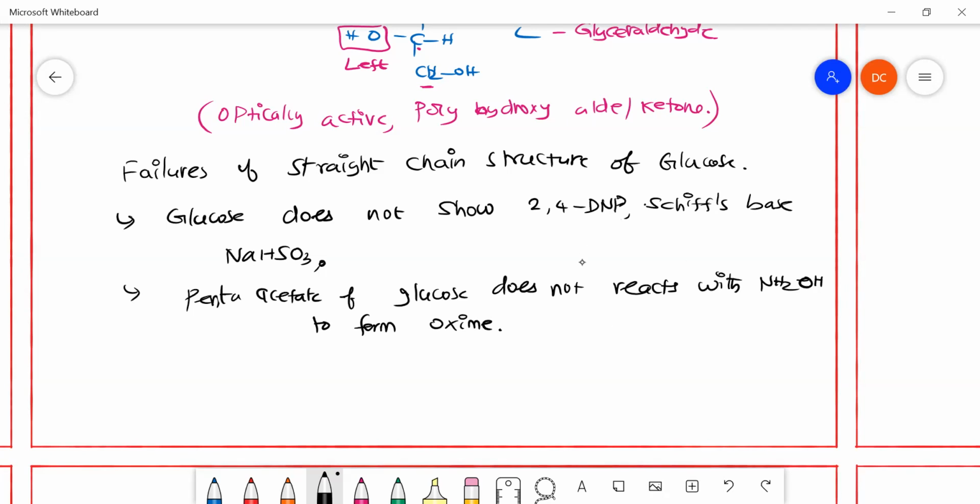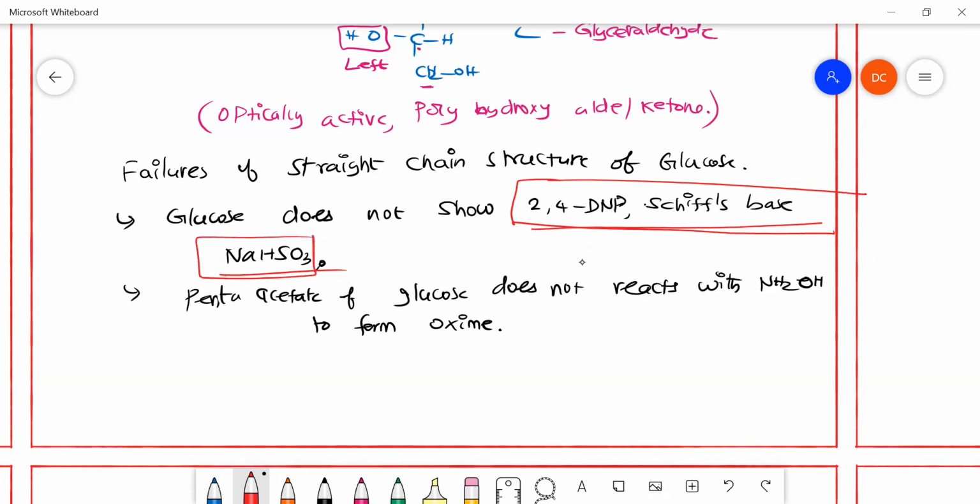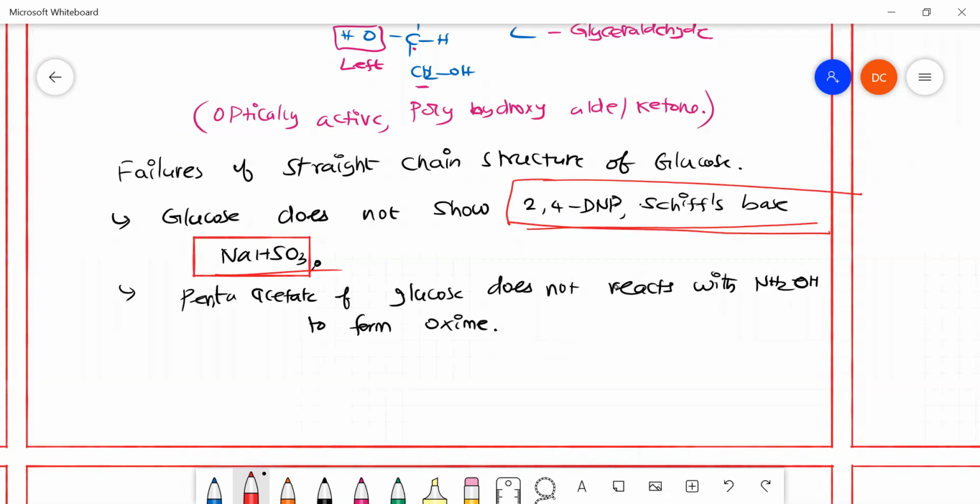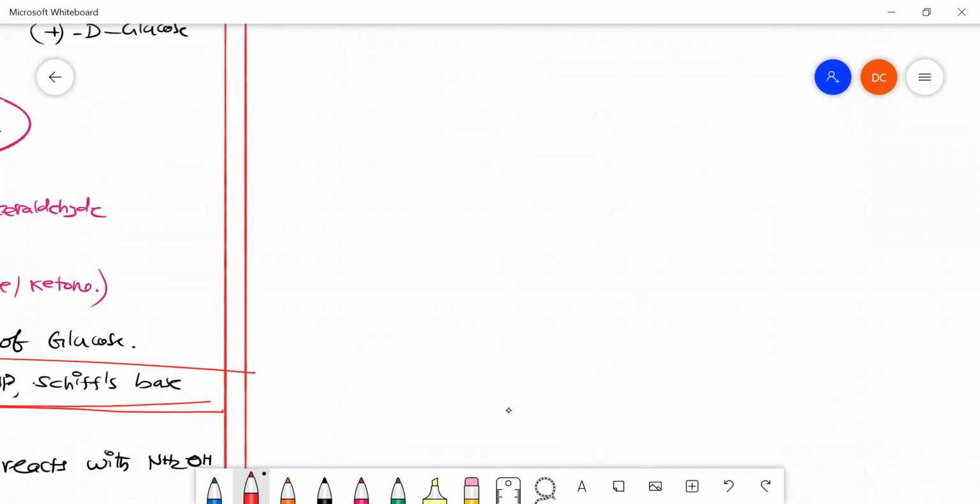So these are all the simple tests which confirm the structure of glucose. If glucose does not undergo these tests, that means it will not show any positive result for them, which confirms the absence of a straight chain molecule. Glucose is not a straight chain molecule, and that can be confirmed by these tests.